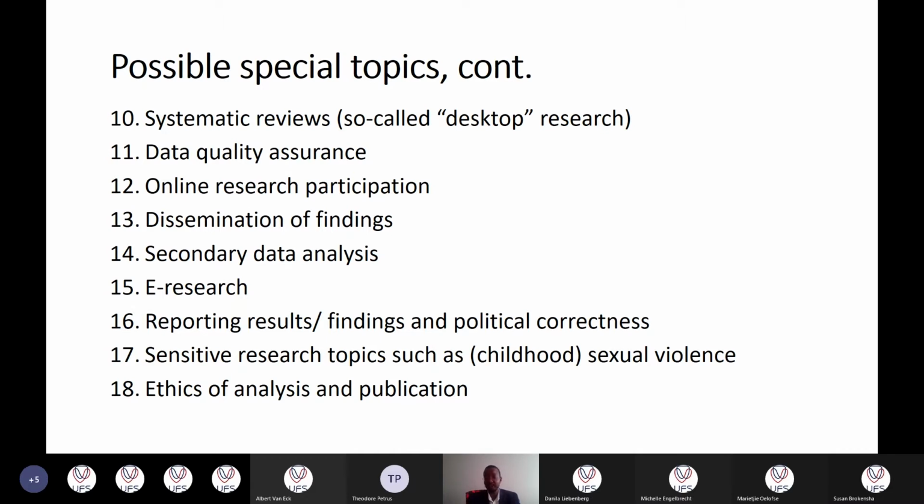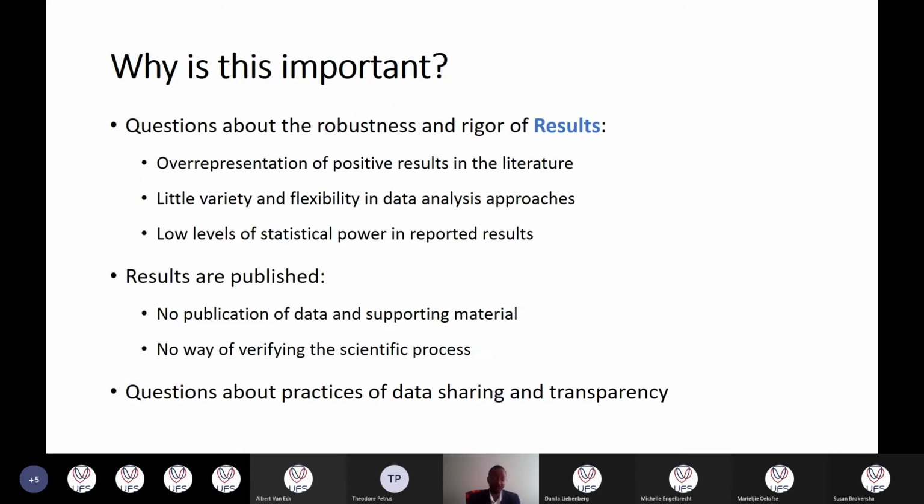How about sensitive research topics, such as childhood sexual violence? How do you go about managing data that touches on some of these things? And lastly, the ethics of analysis and publication. So think about that. If you think that you can actually come up with about 18 possible special topics, why do we not have texts? Why do we not have courses that are specifically dedicated to data management? All right.